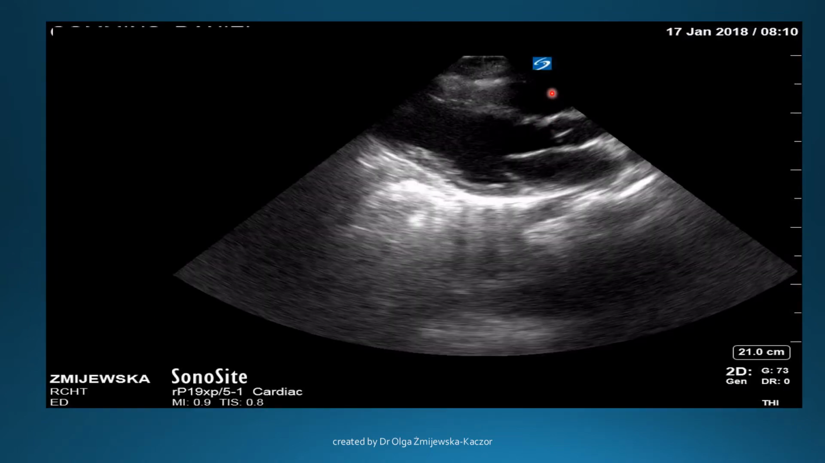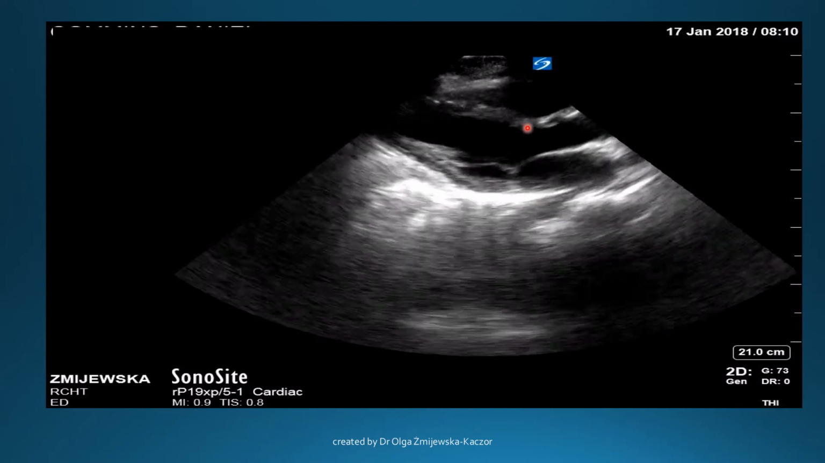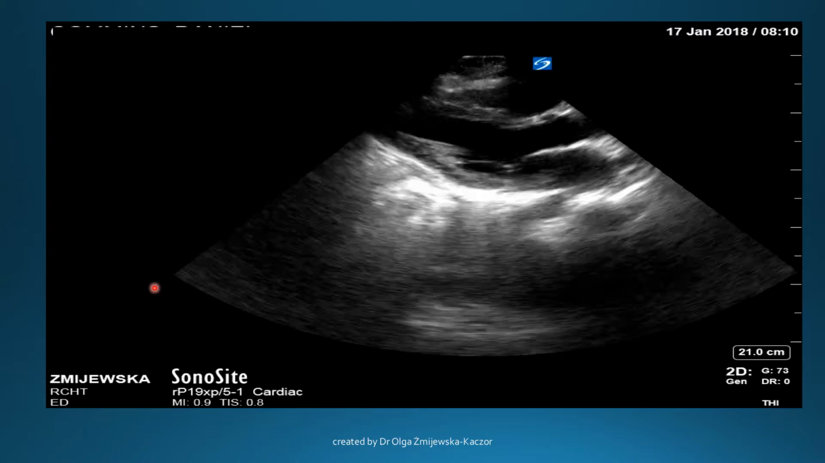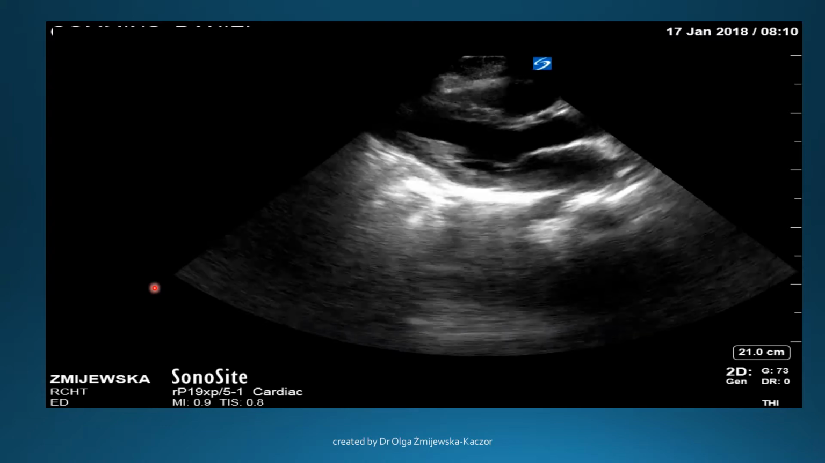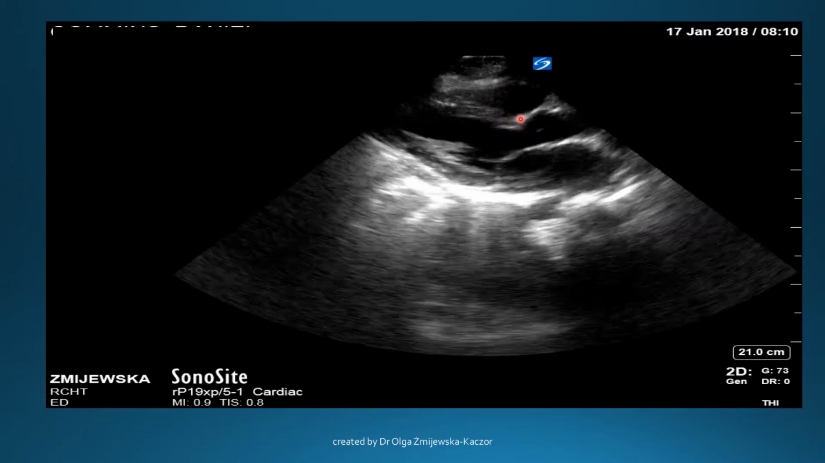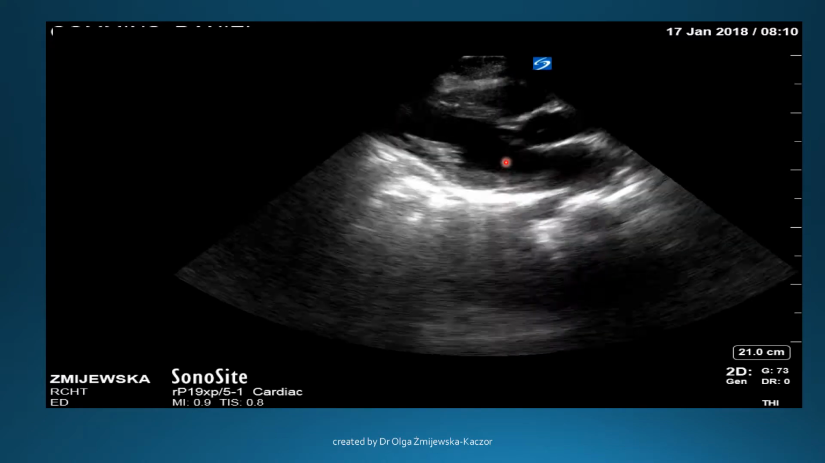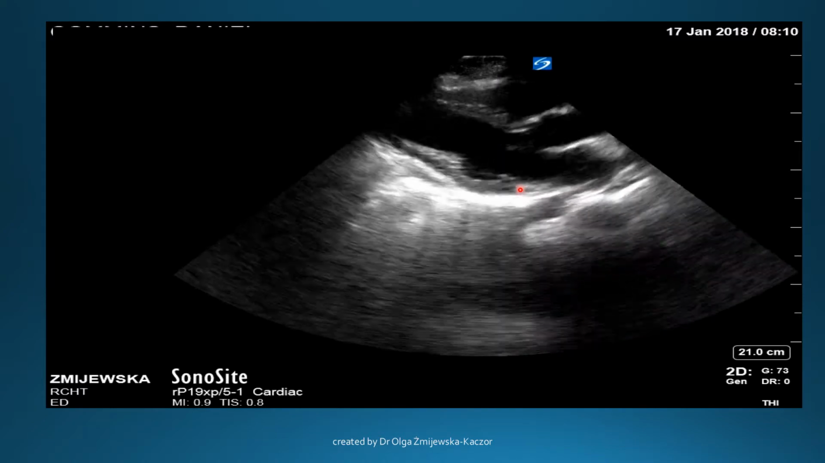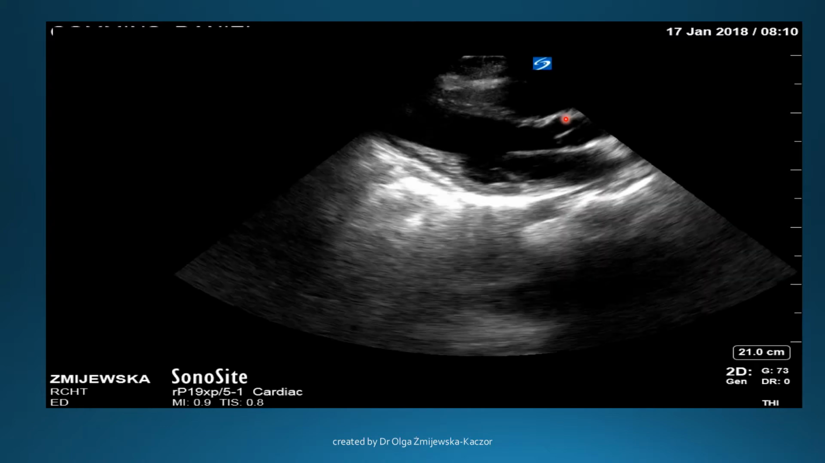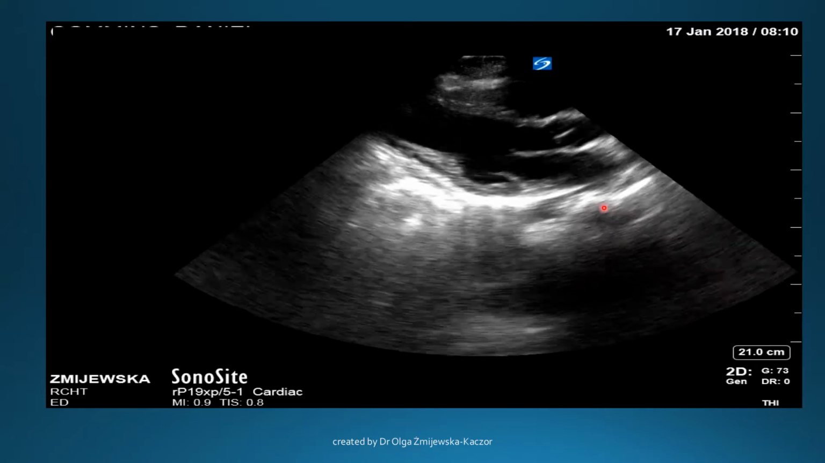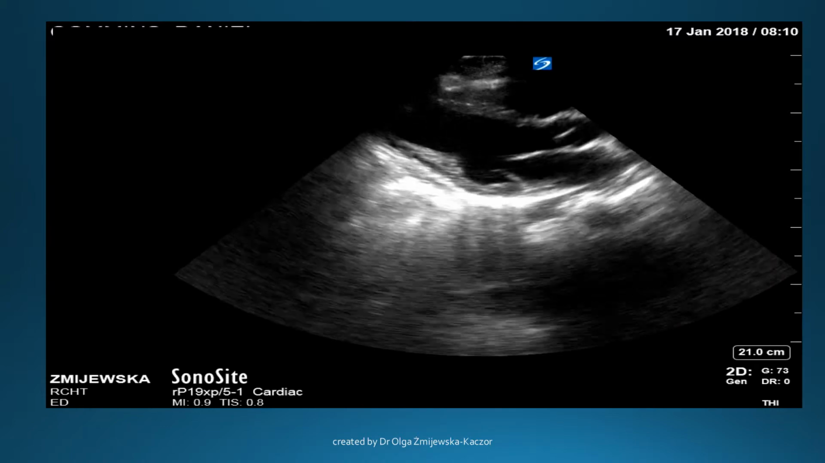You can see a similar picture here. Again, right ventricular outflow tract, left ventricle, both leaflets of the mitral valve and the aortic valve, with the aortic root, and you can see here the descending aorta.